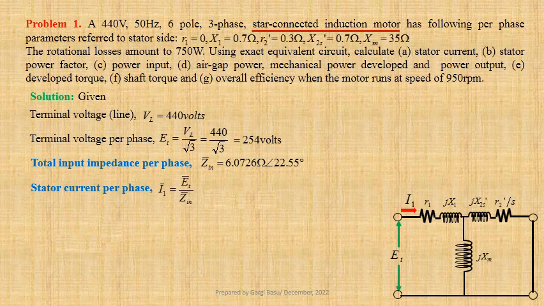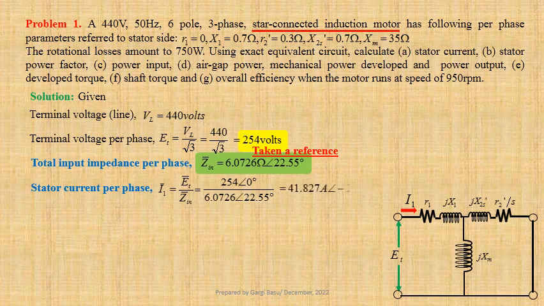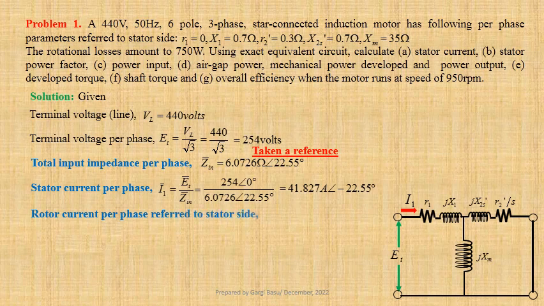Taking terminal voltage per phase ET as reference, we get I1 equals 254 at an angle 0 degree divided by 6.0726 at an angle 22.55 degree. That gives us 41.827 ampere at an angle minus 22.55 degree. Let us now calculate rotor current per phase referred to stator side.